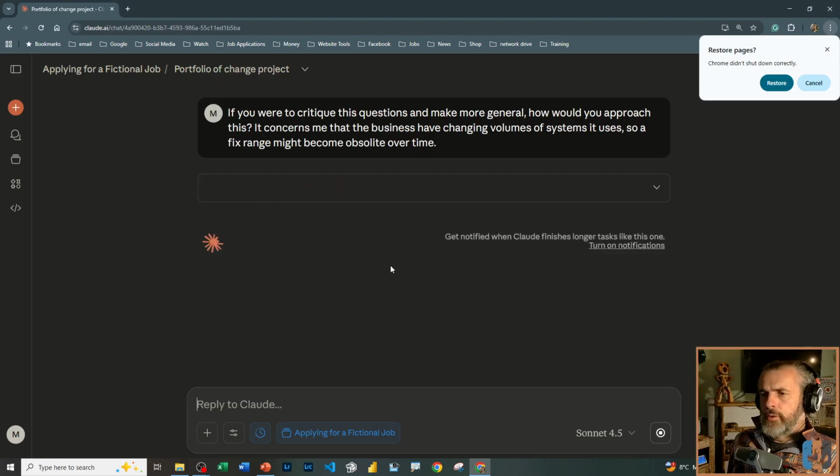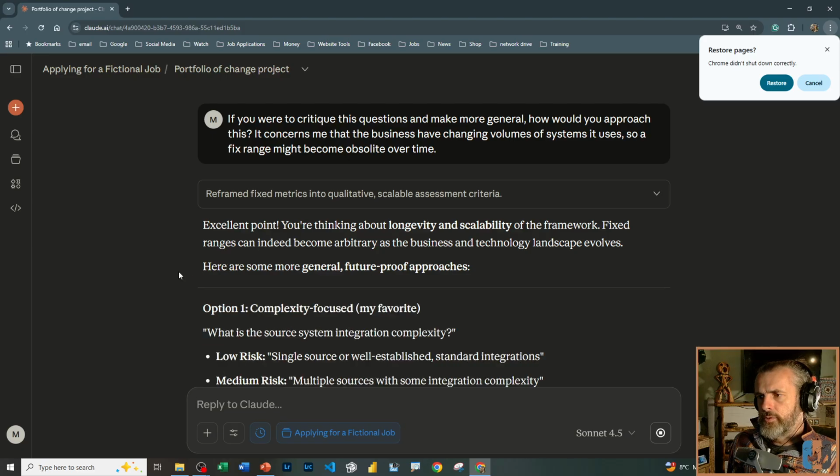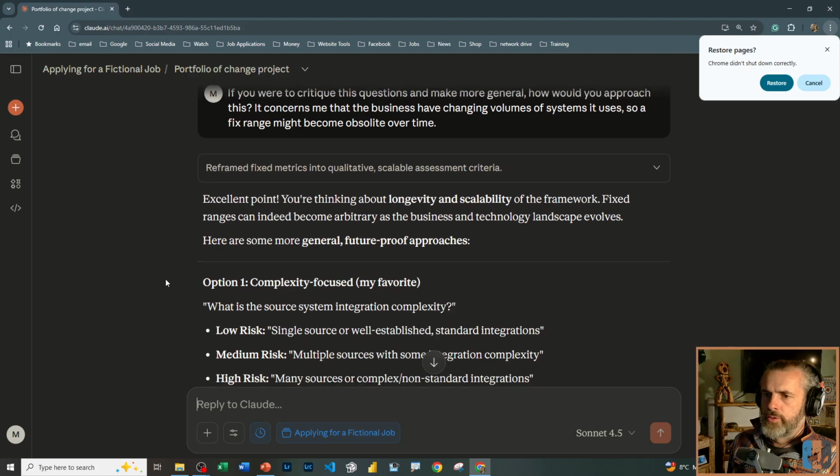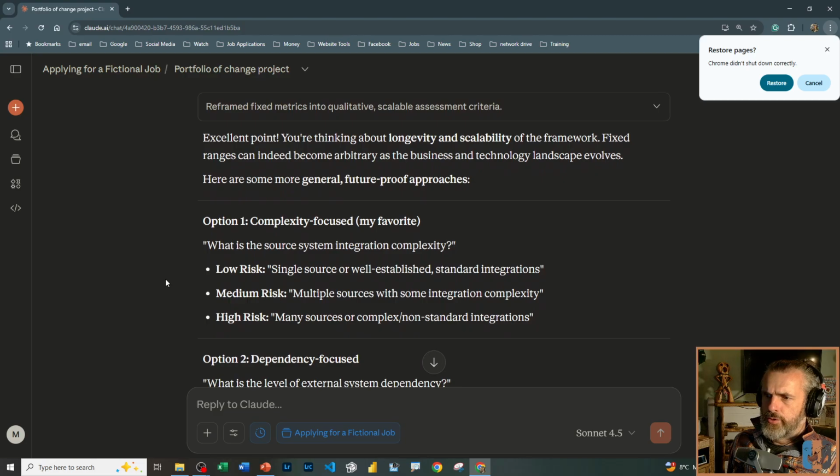Yeah, having like 1, 2 to 5, over 5. Excellent point. You're thinking about longevity and scalability of the framework. Fixed ranges indeed become arbitrary as the business technology landscape evolves. Here is a more general future-proof approach. What is the source system integration complexity? Single source, well-established standard integrations; multiple sources with some integration complexity; many sources. That's a better question. That's much better. Thank you, Claude.